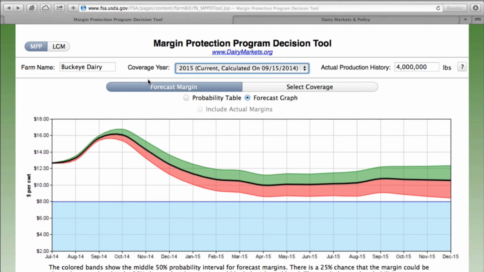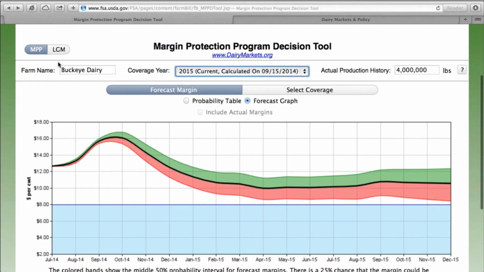Pretty similar. So farmers can use this tool to think about what the risks may be during the coverage year and make an informed risk management decision. And as you sit here in 2014 and you look at 2015, you may say to yourself, maybe I should get risk protection to lock in higher prices. And maybe LGM Dairy is an alternative there.